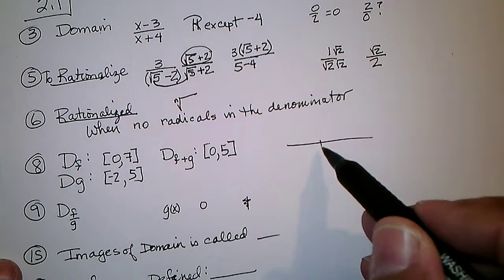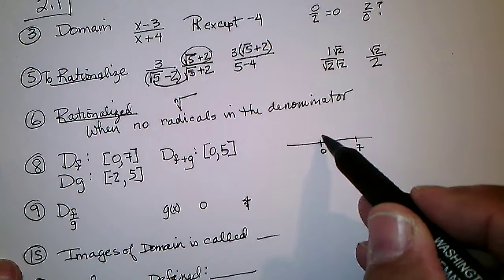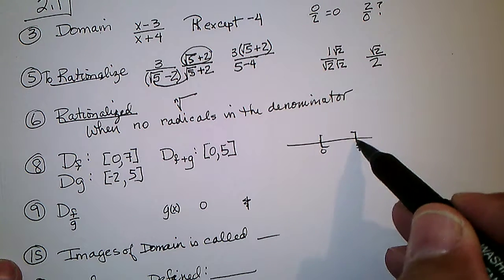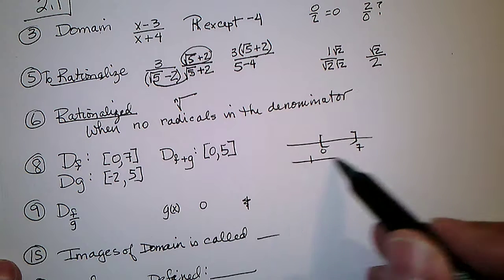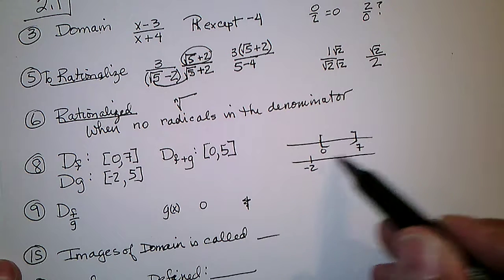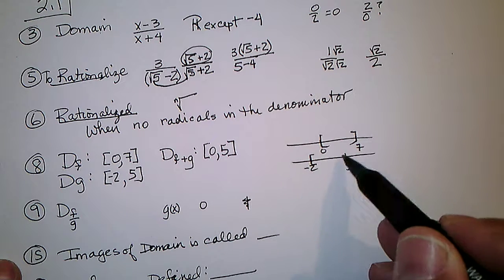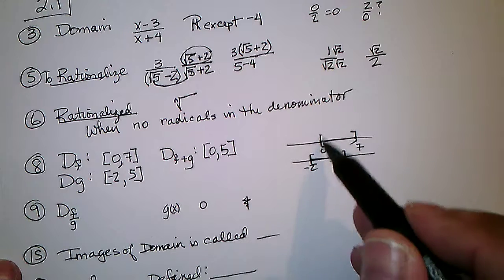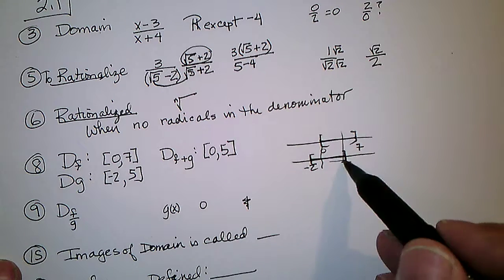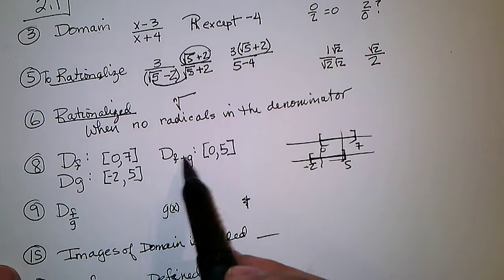It's the overlap of this. One of them goes from 0 to 7 on this interval. The other one goes from -2 to 5. And we need the overlap, so that would be from 0 to 5. It has to be stuff that can go into both f and g.